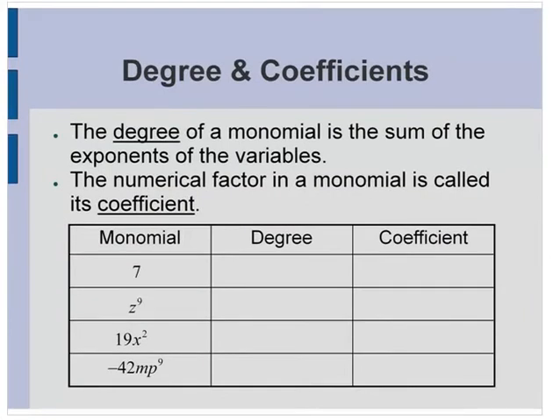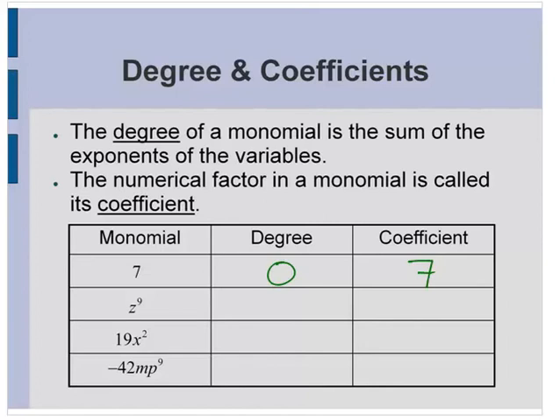Now, if we have a monomial, the degree of the monomial is the sum of the exponents on the variables. And we call the numerical factor of the monomial its coefficient. So if we consider the monomial 7 from the previous slide, the degree is 0 because there are no variables. The coefficient is 7. It's the numerical factor.